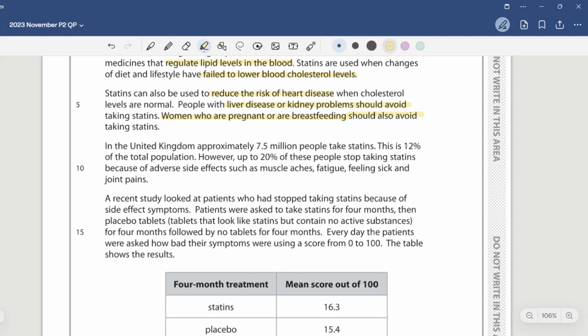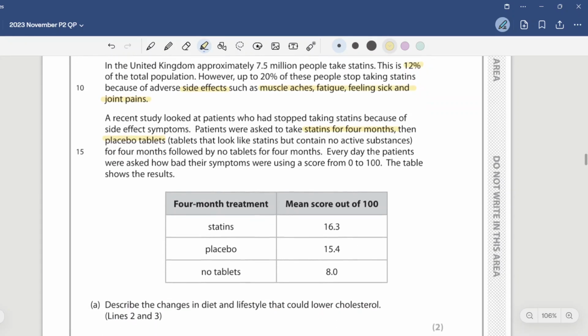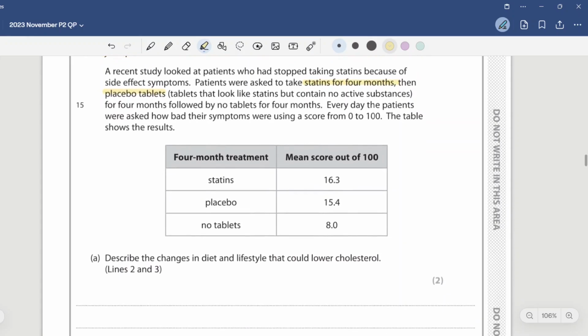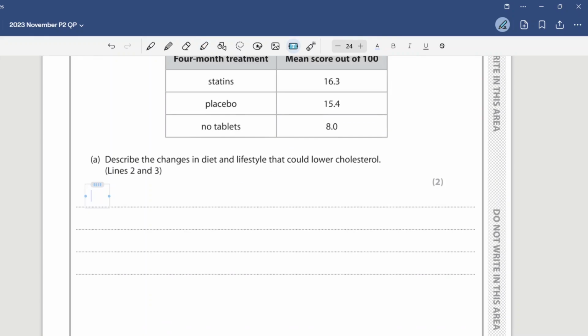All right, in the UK, approximately 7.5 million people take statins. It's 12% of the population. However, up to 20% of these people have stopped taking it because of side effects, like muscle aches, feeling sick, and joint pains. So now they're doing an experiment where they're splitting people into 2 groups, people that take statin for 4 months and people who take placebo for 4 months, right? And then they rated how bad their symptoms were on a scale of 0 to 100, and this is the table. So part 8 says describe the changes in diet and lifestyle that could lower cholesterol.